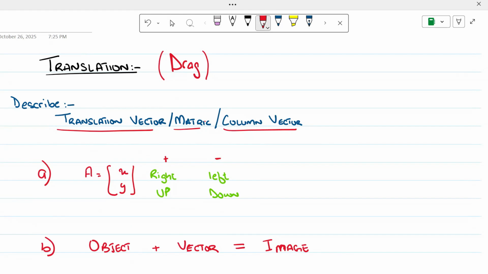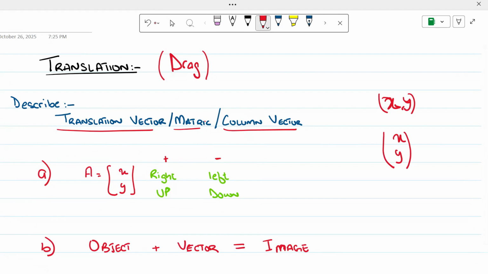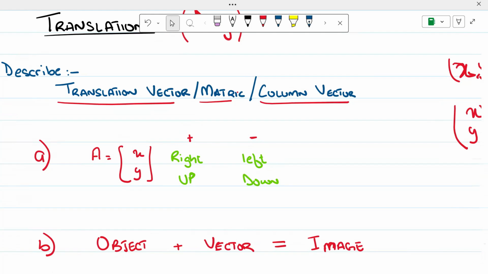If we have a coordinate of x and y, we always write it in the horizontal way. But whenever we are talking about a matrix or vector, we always write it in the vertical way. For example, I have given you an example over here. Now we are going to describe how a translation vector works.